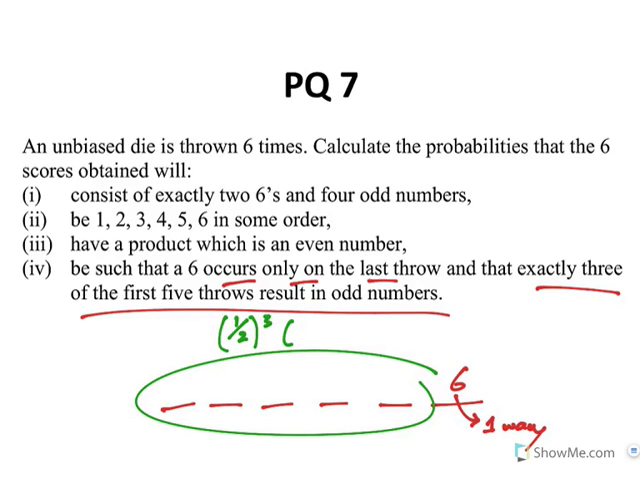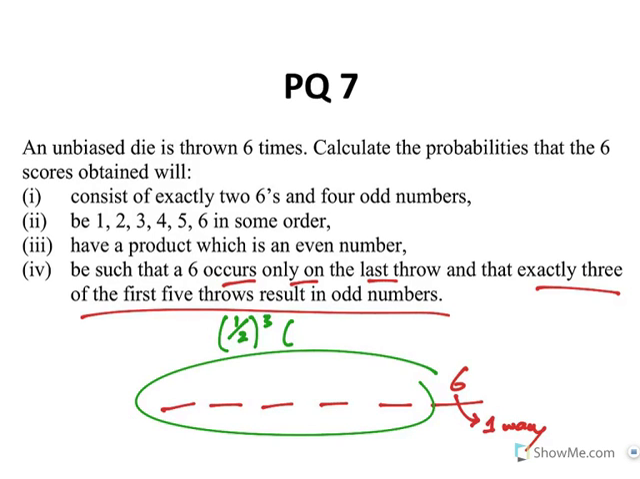Okay, so even numbers, because it cannot be 6, can only be 2 and 4. So the probability is 2 out of 6, or 1 out of 3. Okay, 1 out of 3, because it's 2 and 4 over 6. Right? How many ways can this happen? So it can be 5 factorial over 2 factorial times 3 factorial.